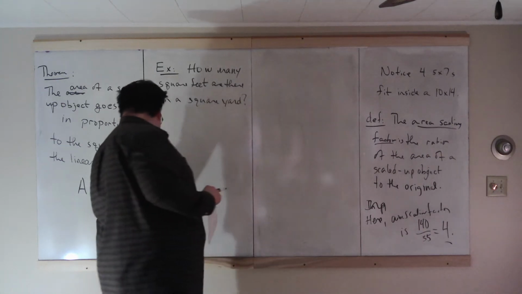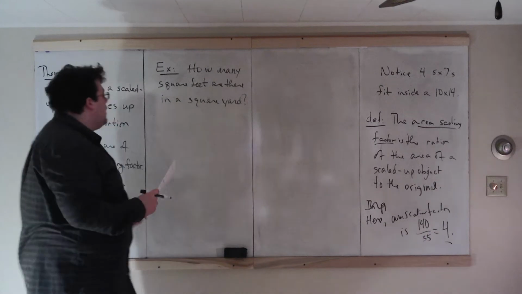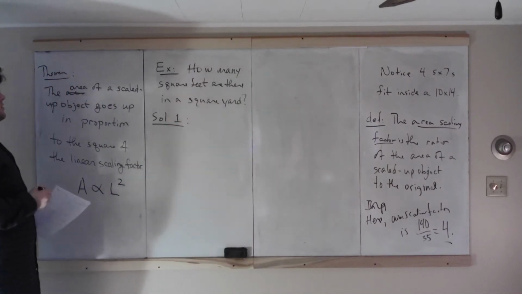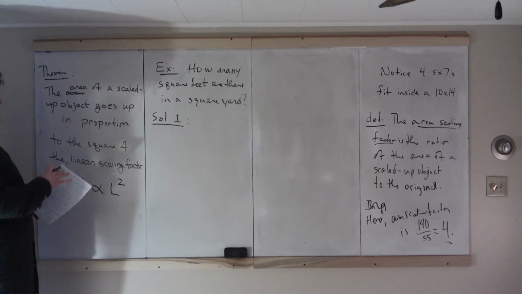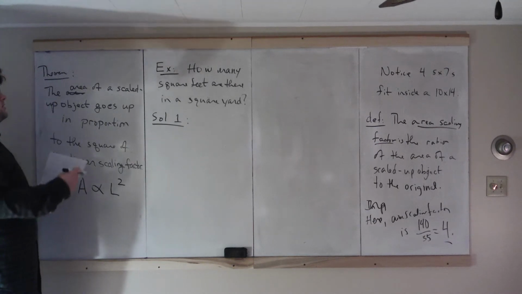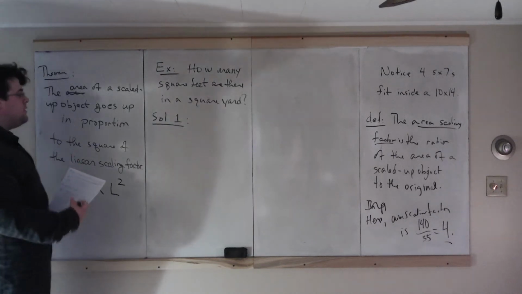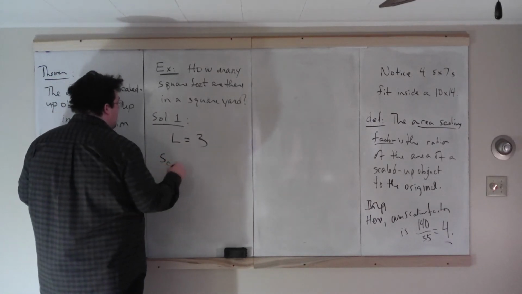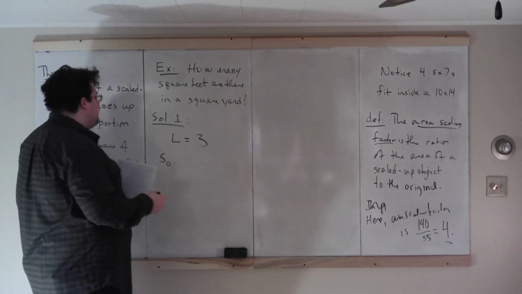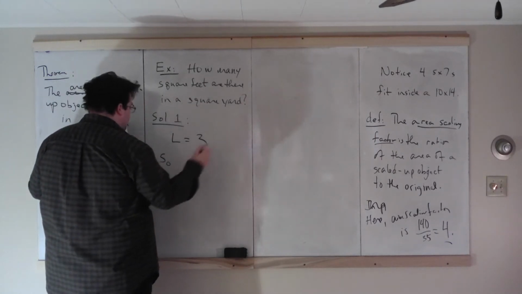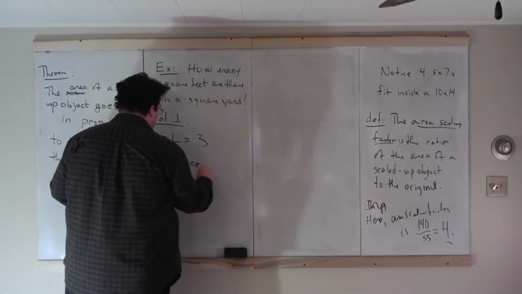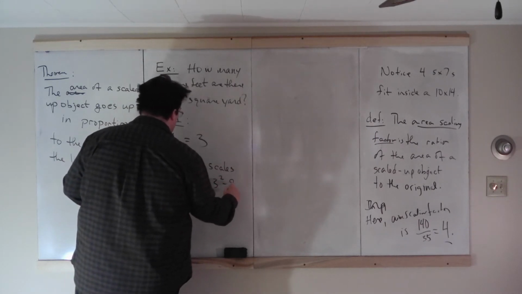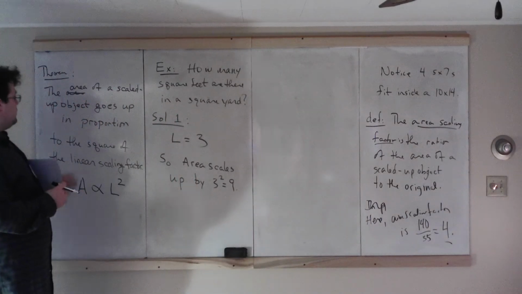So how many square feet are there in a square yard? Well, I'll provide 2 solutions. Solution 1. Using this result, how is a square yard scaled up from a square foot? Well, here, the linear scaling factor would be 3 feet in a yard. So the area scaling factor, this is asking about area, square foot. So area scales up by 3 squared, which equals 9. So this is purely using this theorem.